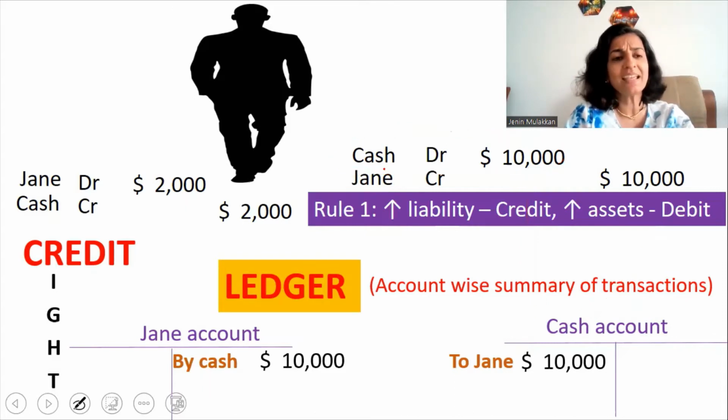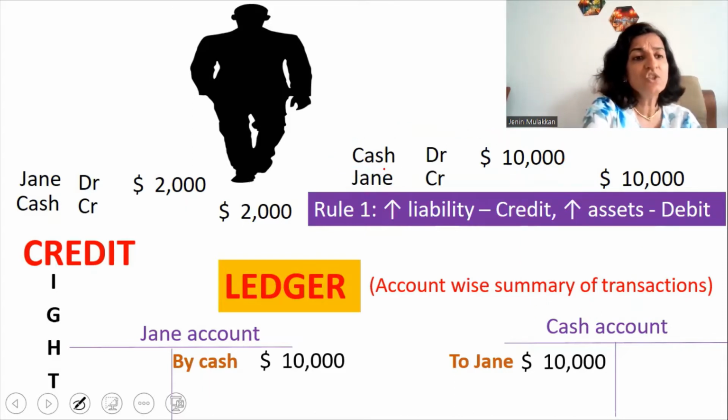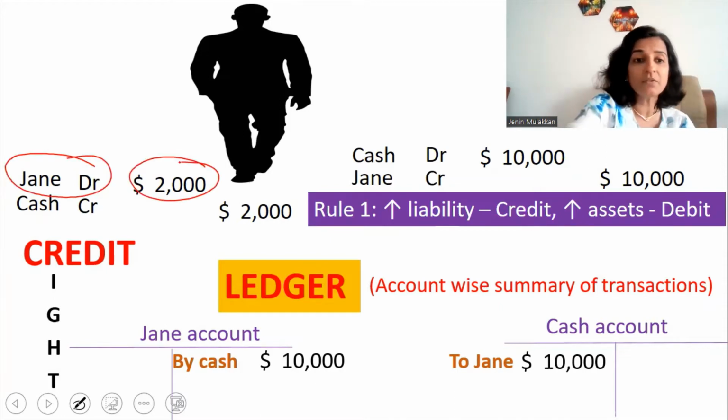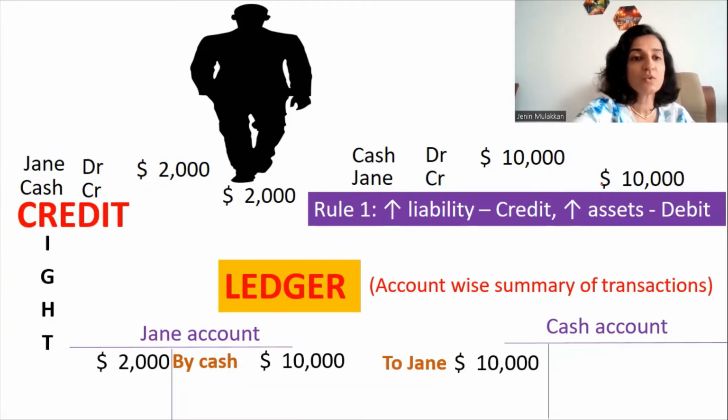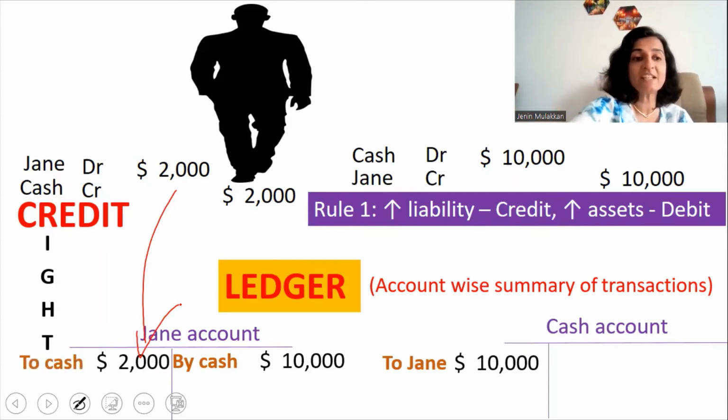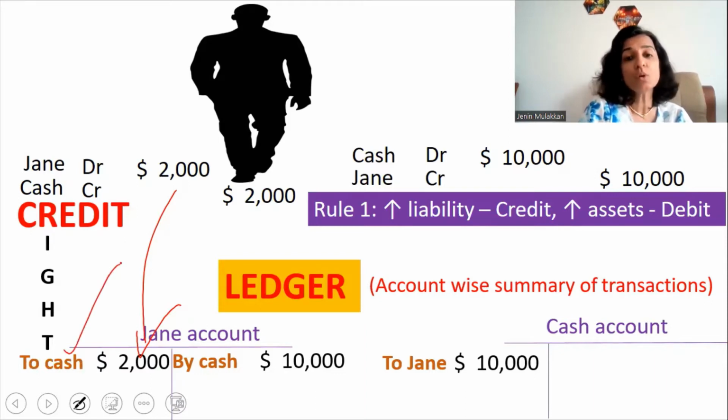Now coming to the second entry. What is the second entry? Jane's account has been debited with $2,000. Whenever it is a debit, it comes on the left side of the account. So it should come here. So debit of 2,000 comes here in Jane's account. And what is the reason for that? Because we have repaid cash to Jane. So the explanation is to cash.